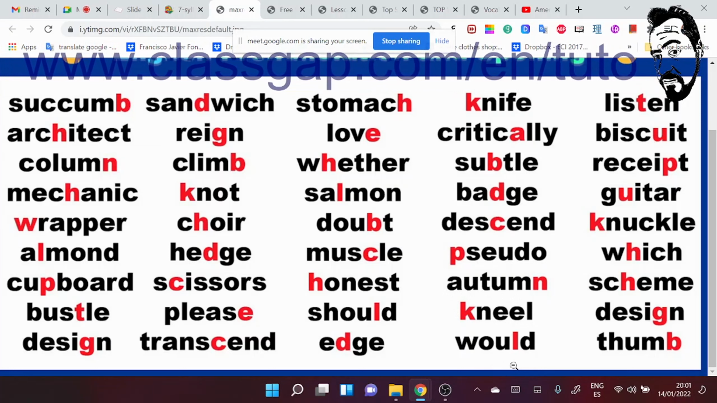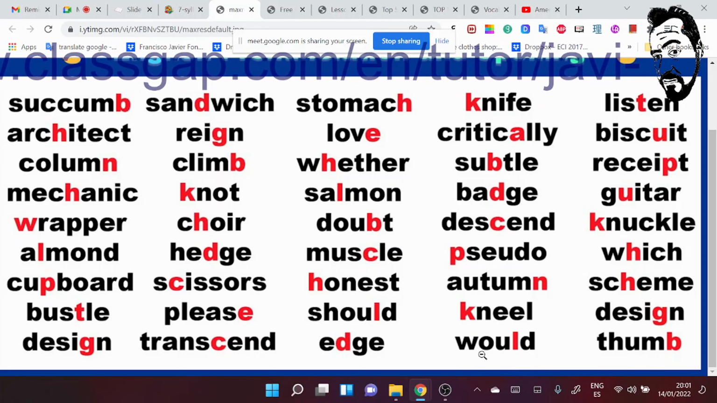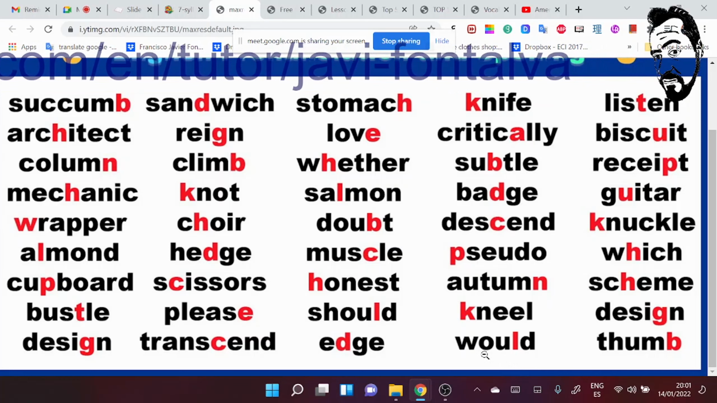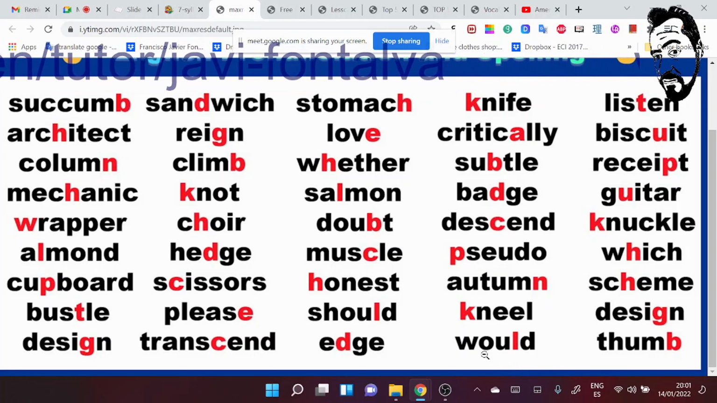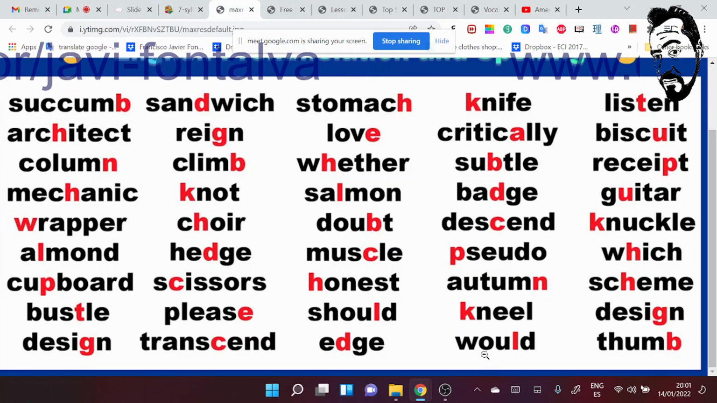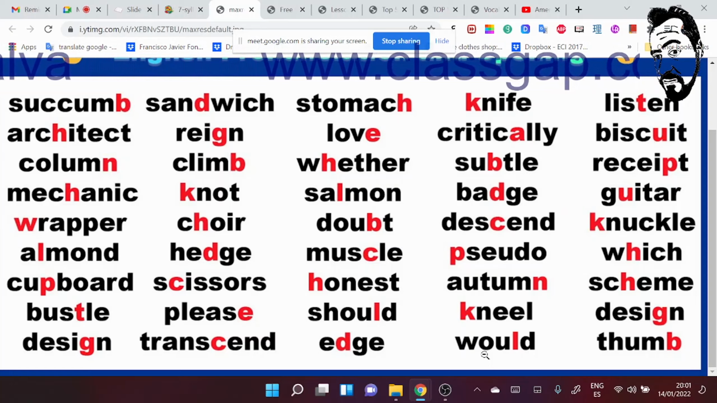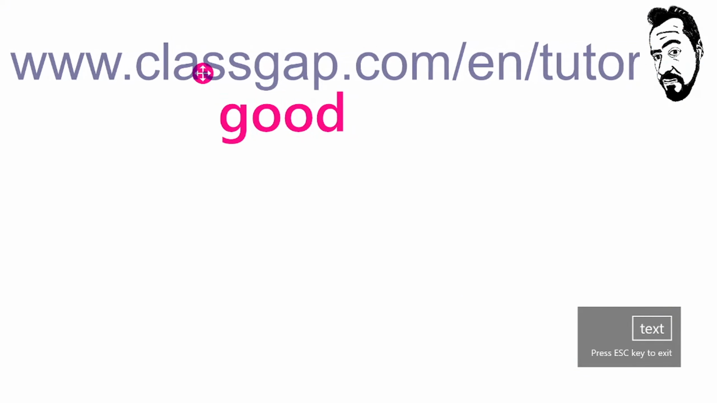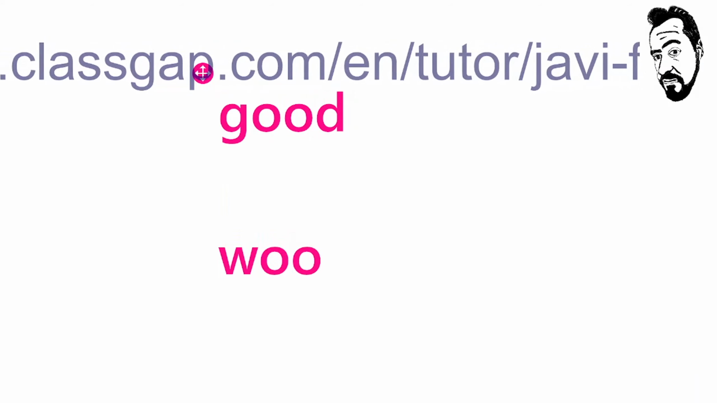Okay, can you say this one? Wood. Good. No, not good. Good is a different word. Wood. Okay, you're using your throat. You're saying the G sound. Wait a moment. You're saying this. It's not good. It's like this.